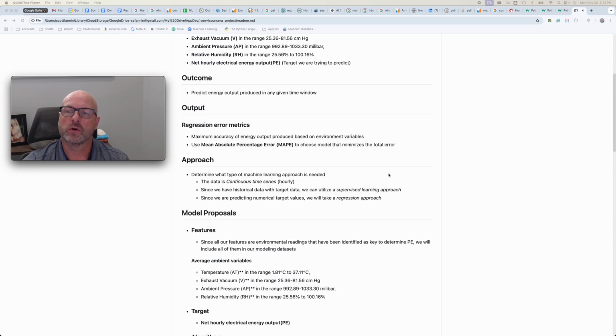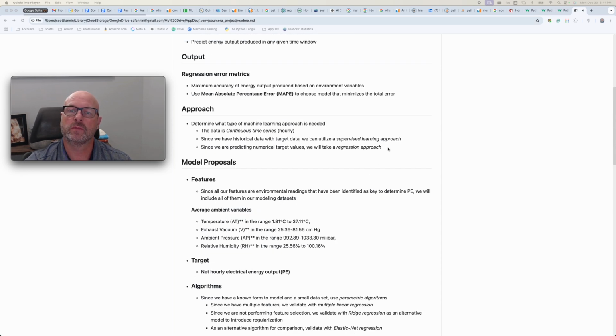For our output, we're going to focus on the regression error metrics. We're really looking to maximize our accuracy of the energy output predictions based upon these environment variables. We will use the mean absolute percentage error to choose a model that minimizes the total error. I chose this particular one just because, to me, it's very intuitive to understand the concept of accuracy. And so it made the most sense as far as being able to understand how we can compare the models together.